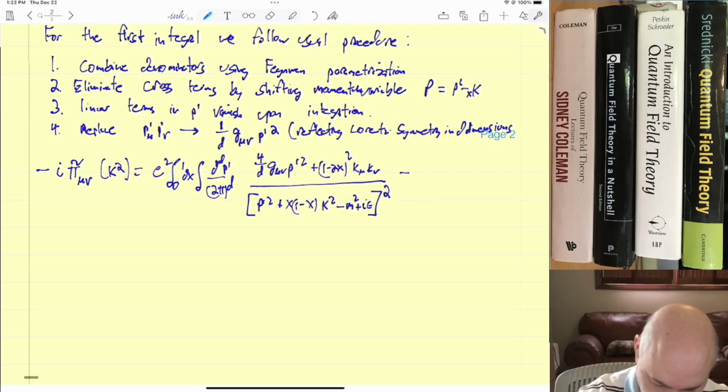Then we have the tadpole term, minus 2e squared g mu nu, integral of d^d p over (2 pi)^d, 1 over p squared minus m squared plus i epsilon. Okay.